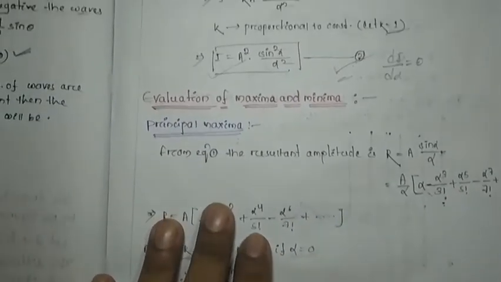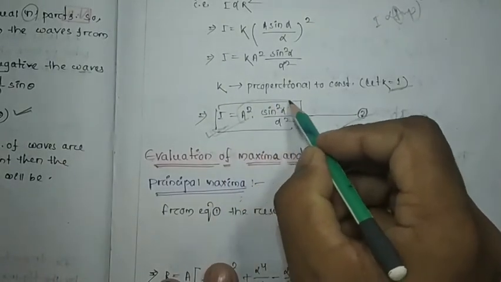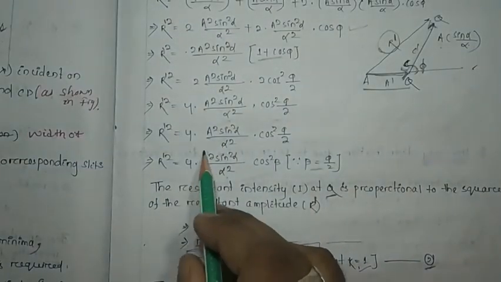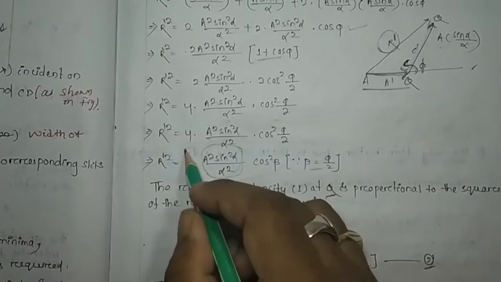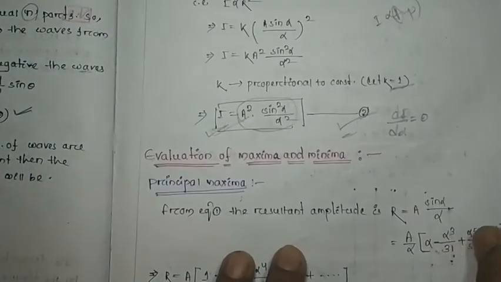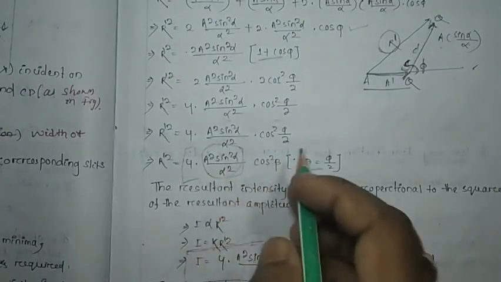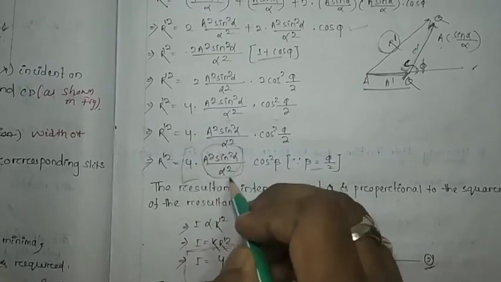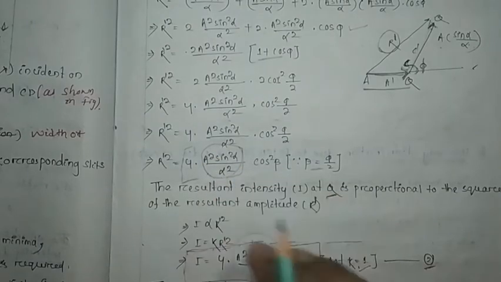And another thing we are going to compare. In the case of the single slit experiment, we found A square sin square alpha by alpha square, right? Here we found 4A square sin square alpha by alpha square. So one thing can be concluded: at that point, the intensity in the double slit experiment will be 4 times that of the single slit experiment. So this is the expression which gives the idea about the diffraction of the rays.